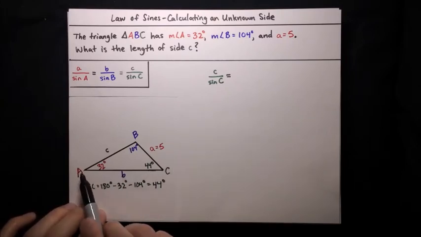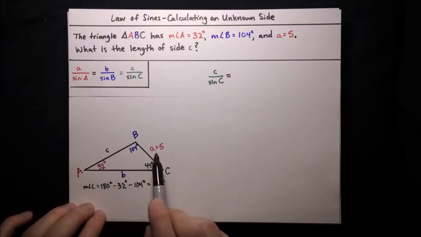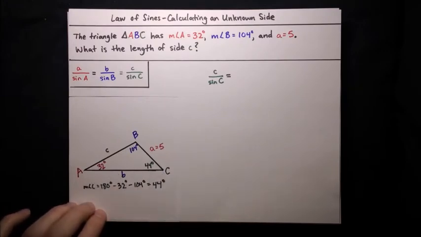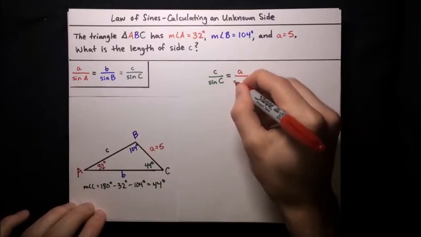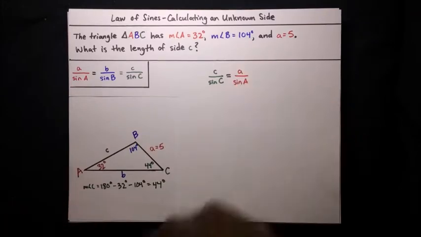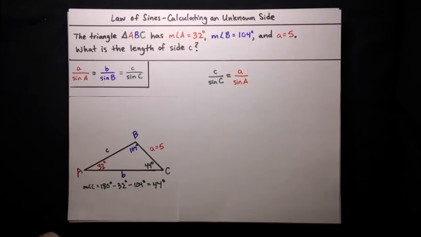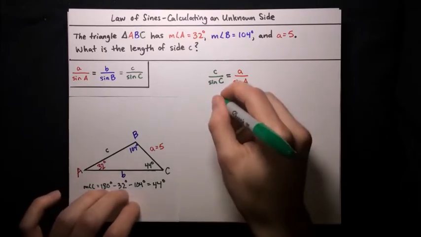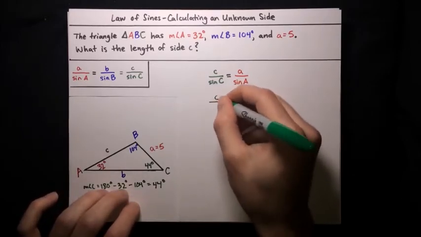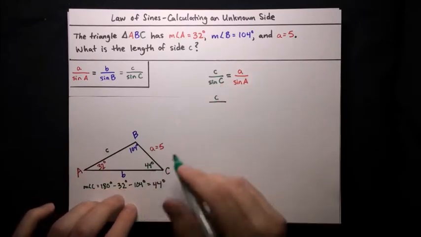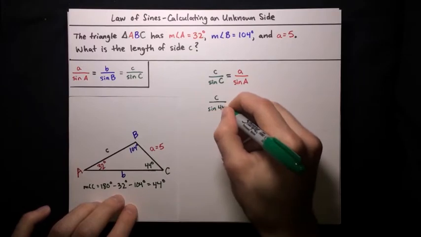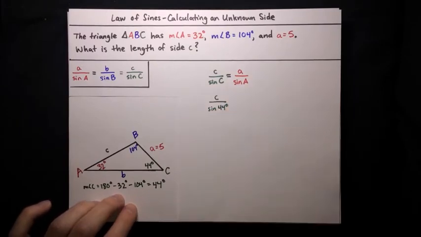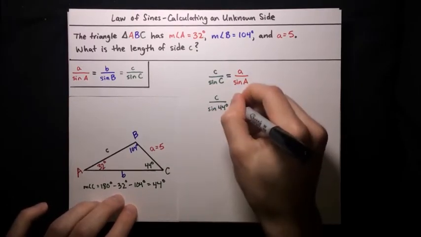But hey, look, we know the measure of angle A and also the measure of side A. So why don't we choose A over sine A as the other part to the equation? A over sine A. Okay, great. So now we can fill in missing information. C is unknown, but we know what angle C is. Angle C is 44 degrees. So C over sine of 44 degrees is equal to side A.